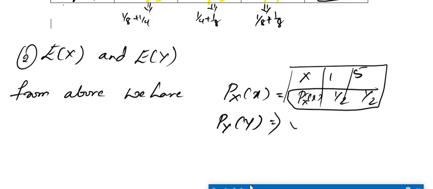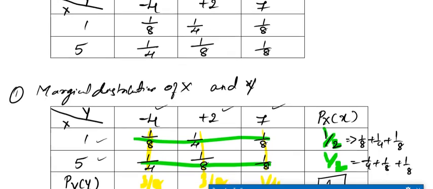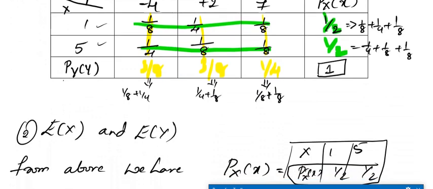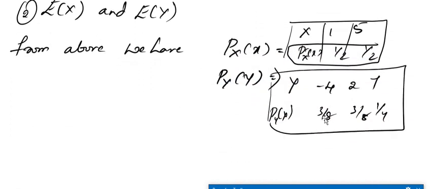Similarly, when you are calculating for Y, Y is given as minus 4, 2, 7, and P of Y is 3 by 8, 3 by 8 and 1 by 4. Please check the table. Y is minus 4, 1, 2, 7. X is 1 and 5. So whose corresponding values I have written as in the table. So it will be easy for you when you just compute it. Okay. So just make a table, or else you can use the reference table of your previous data.